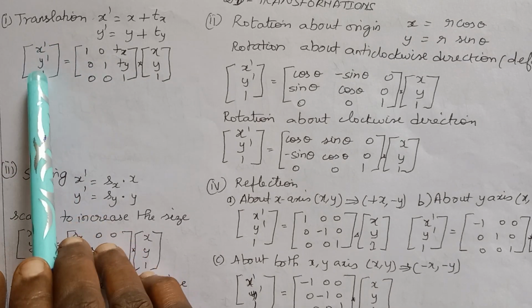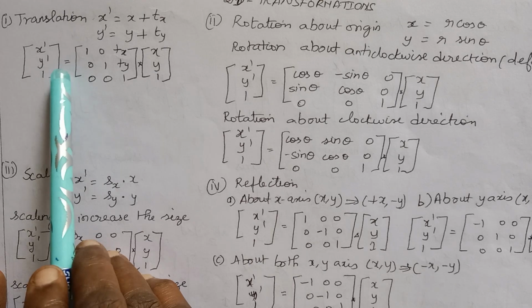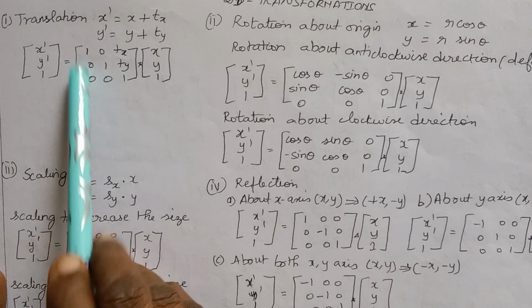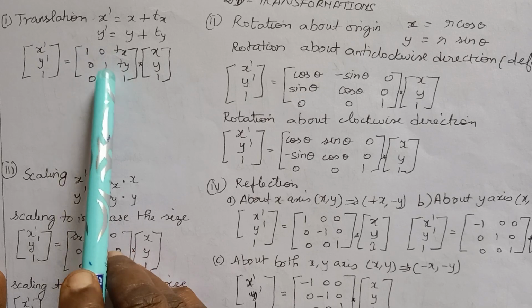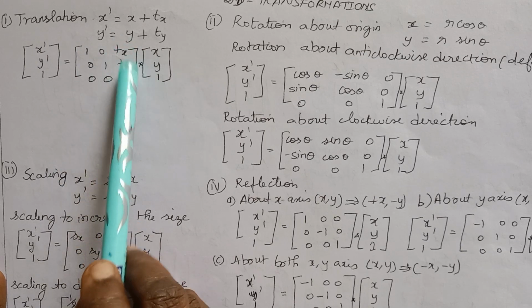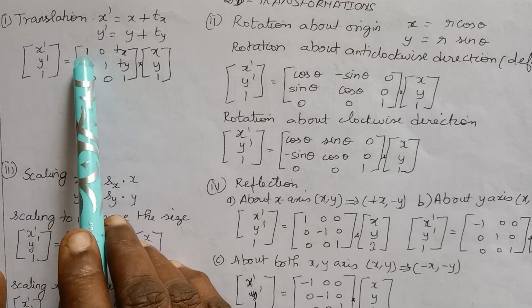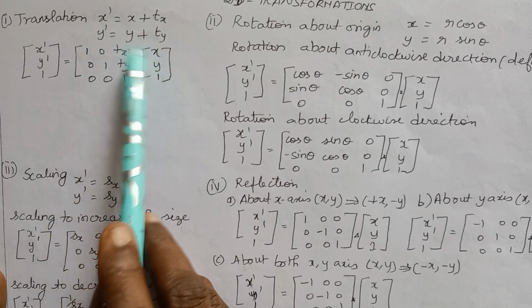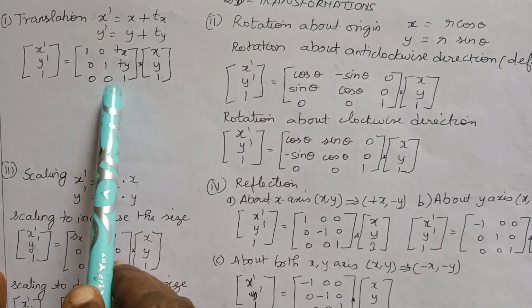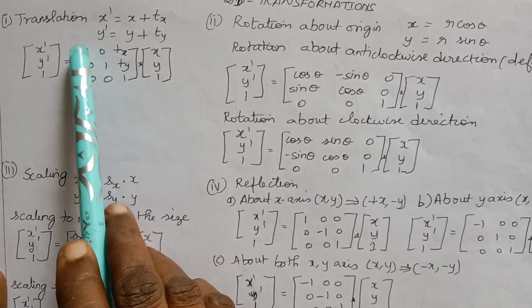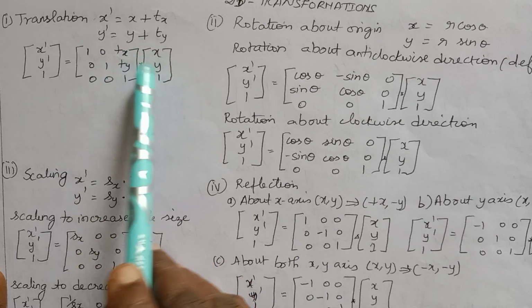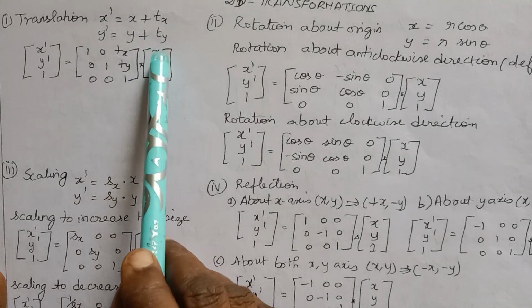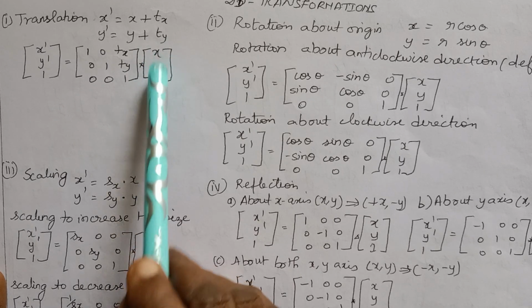See, x dash, y dash, 1 is a homogeneous form, so we put 1. So here the new coordinates will be the matrix 1 0 tx, 0 1 ty, and 0 0 1. Remember, in the diagonal will be 1 1 1, and write tx and ty on the right. And multiply by the present values x, y and 1.